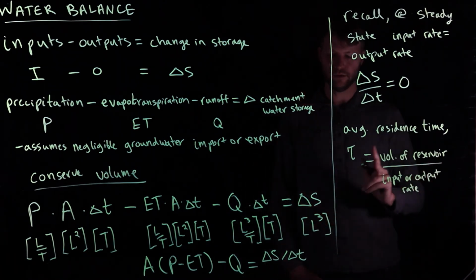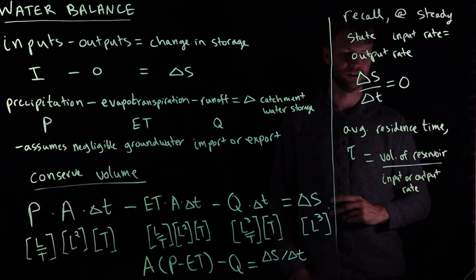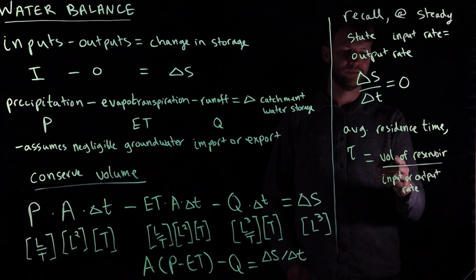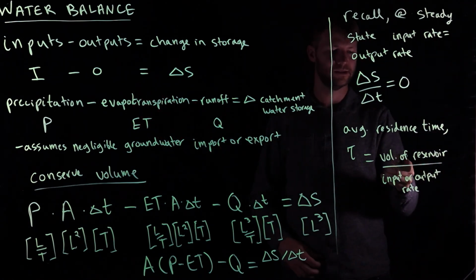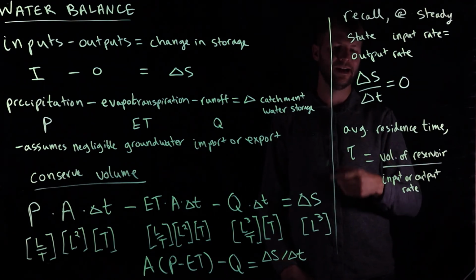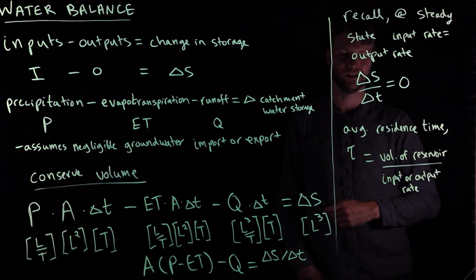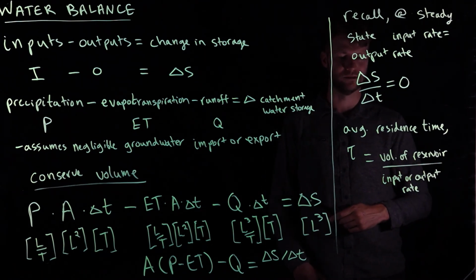And there's two ways that you can get some intuition if you have trouble remembering the definition of residence time. One is that if you have a really big volume of reservoir, this term's going to be really big. And if you just have a small trickle in or out, you can imagine that residence time should be pretty large. So you're going to be dividing the volume of the reservoir by the input or output rate.